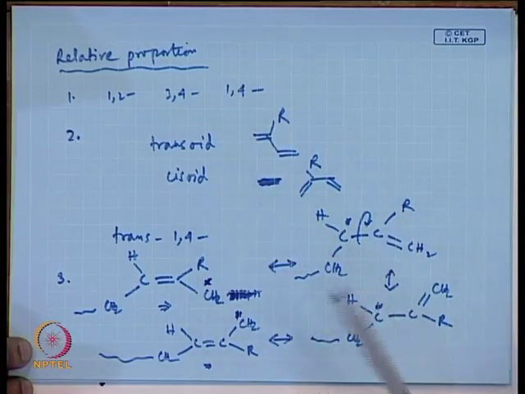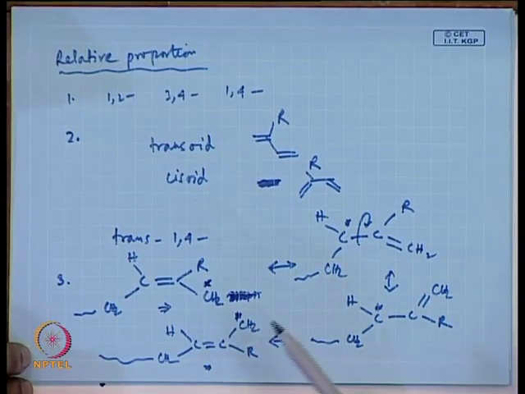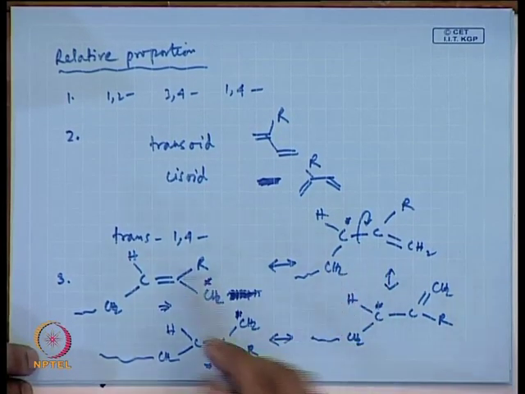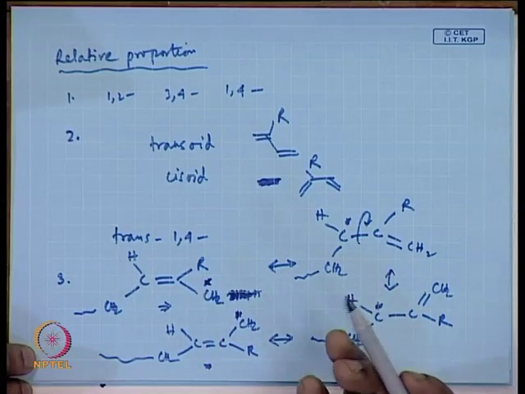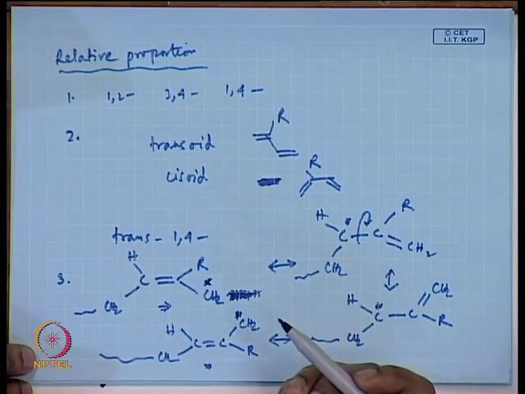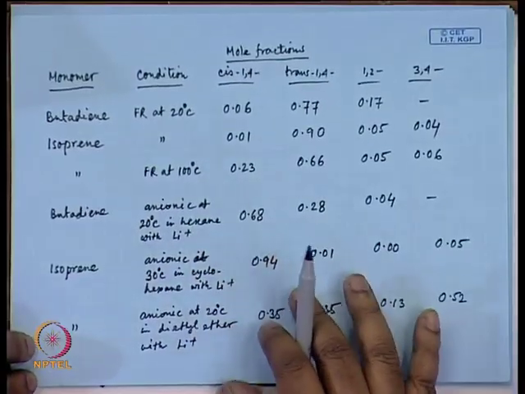So, if you increase the size of R in absence of any specific mechanism, the trans will be the higher product, and if you decrease the temperature, again trans will be the higher or predominant product. Now, let us look at some data.